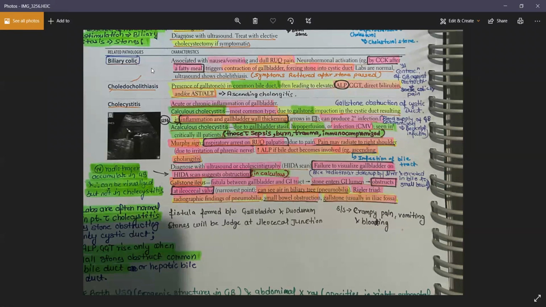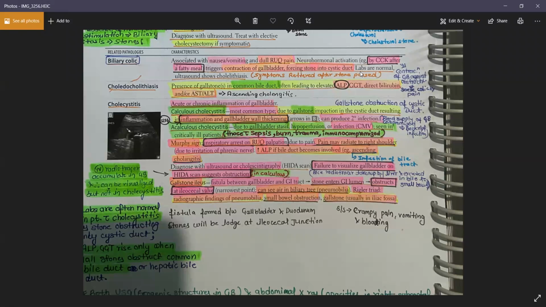So in case of gallstones, what's going to happen? Whenever the patient eats food, they will have a dull right upper quadrant pain because this is the location of the gallbladder. The patient can also get nausea, vomiting. Why is it happening? Because of the CCK hormone release, which triggers a gallbladder contraction to force the stones into the cystic duct.